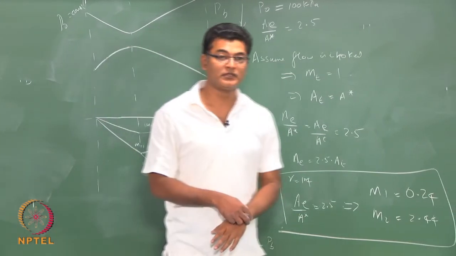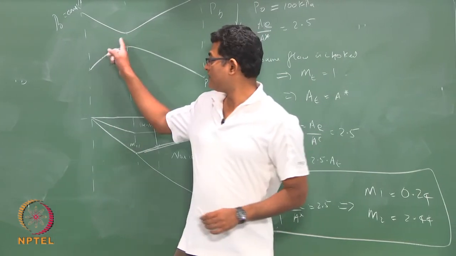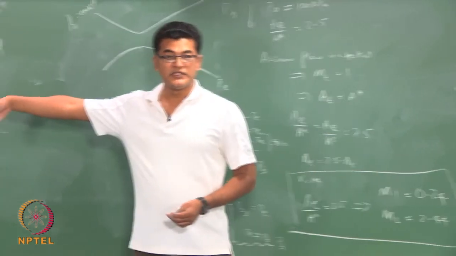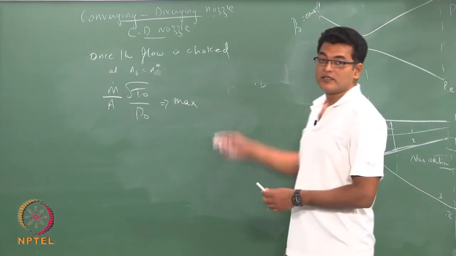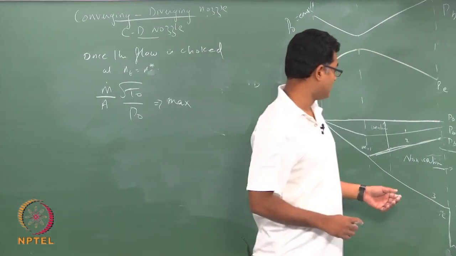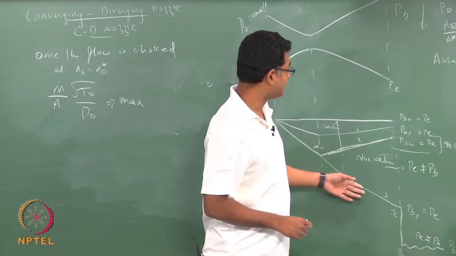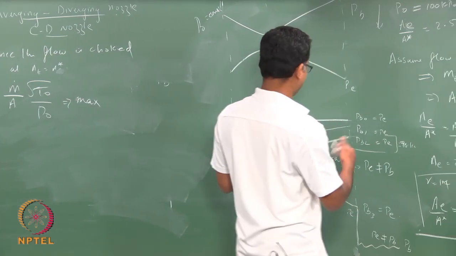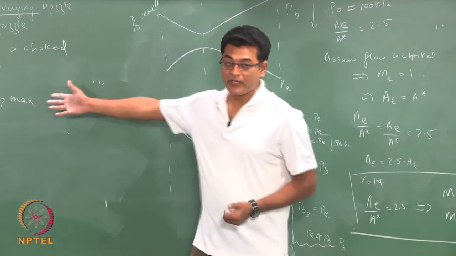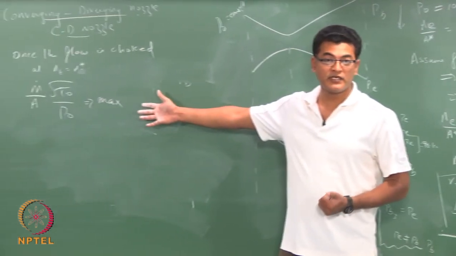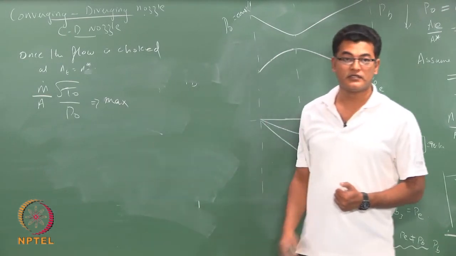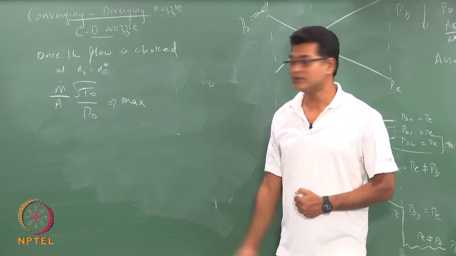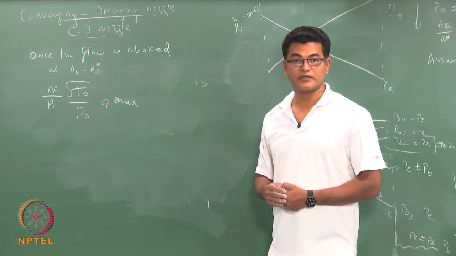Your M at throat is 1. So your AE by A star is going to decide the Mach number at the exit, which would be one of these two curves, and given those conditions you can find out the other quantities. The mass flow rate is again decided by your stagnation quantities, which is not decided by your area ratio. So this is the maximum mass flow rate it can go through.